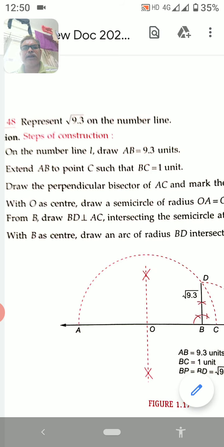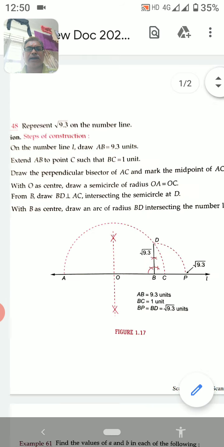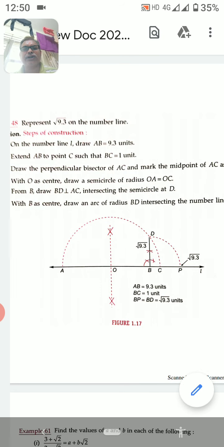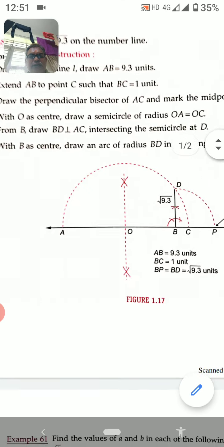Suppose we have to represent root 9.3 on the number line. How to construct this on the number line? It requires some geometrical construction that we have to follow in detail. Let us see here. Draw one number line, and on it take points A and B. Using a ruler and compass, take 9.3 unit distance such that you can draw AB equal to 9.3.